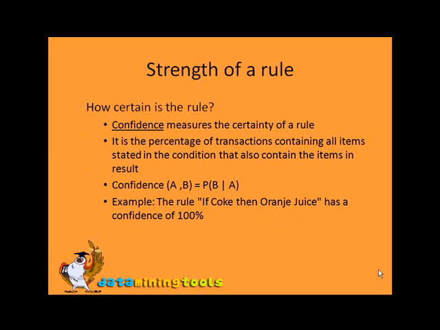So, what is the strength of a rule? How certain is the rule? Confidence measures the certainty of a rule. It's the percentage of transactions containing all the items stated in the condition that also contain the items in the result. So confidence of A implies B is equal to percentage of B given A. For example, the rule if Coke then orange juice will have a confidence of 100%.